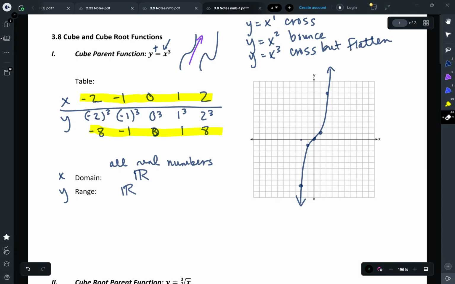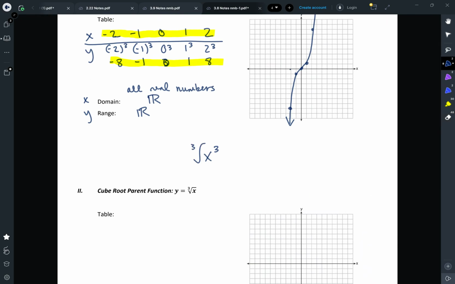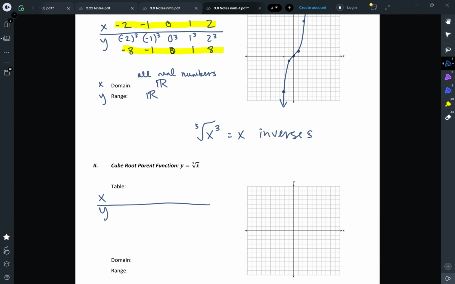So I'm going to go ahead and scroll down to the next one and do our cube root. So remember, x cubed and cube root are inverses, because if I have an x cubed and then I take a cube root, I'm back to x. So because they're inverses, their x's and y's are swapped. And that's something that we're going to talk about later as the year goes on. So for now, if they're inverses, our x's and y's are swapped.